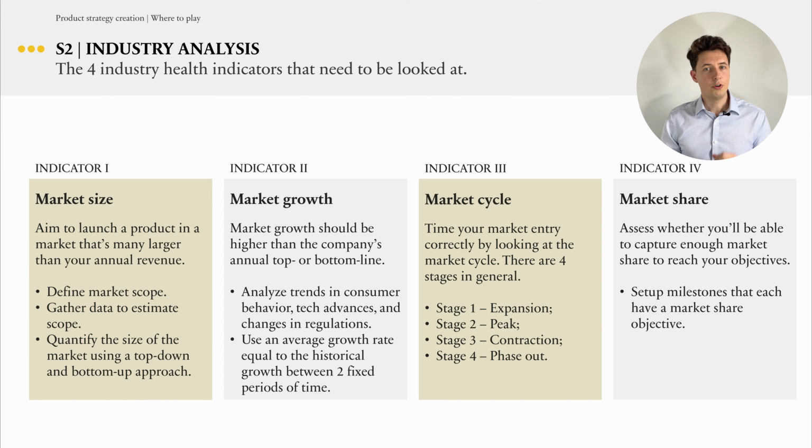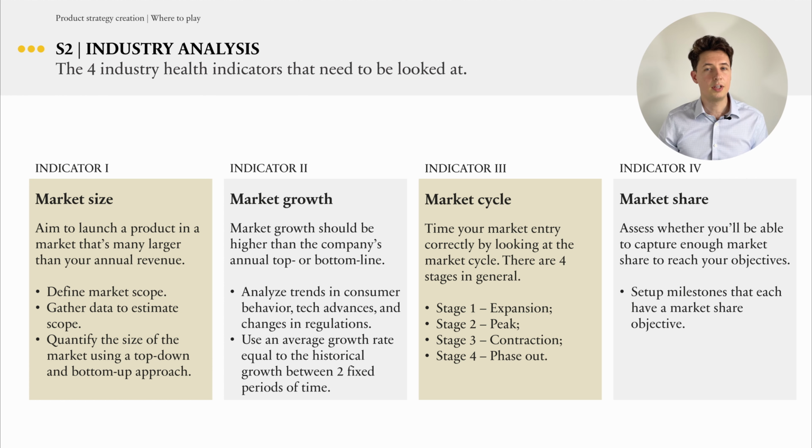Doing an industry analysis is all about understanding whether the industry or market is healthy or not. We have 4 health indicators that can tell us more. The first indicator is the size of the market. You don't want to launch a product in a market that's smaller than your annual revenue or where potential sales volumes are not covering your fixed costs, for instance.